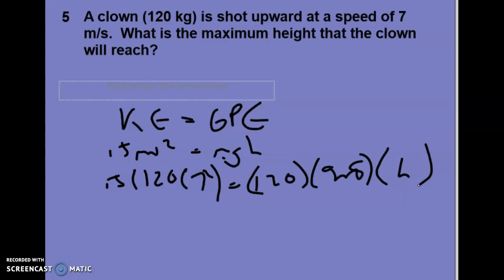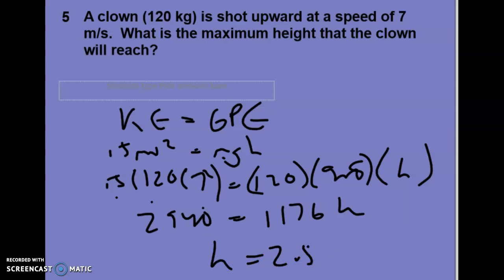So I have to do 0.5 times 120 times 7 squared, which is equal to 2940 on the left side. 120 times 9.8 is equal to 1176 times h on this side. So h will equal 2940 divided by 1176. The height is equal to 2.5 meters.